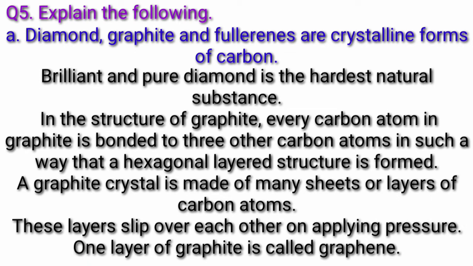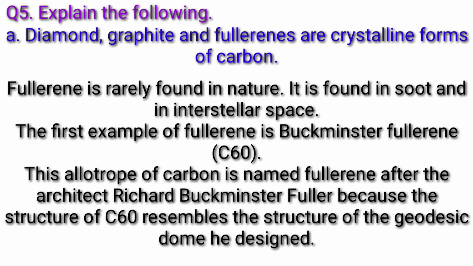In the structure of graphite, every carbon atom is bonded to three other carbon atoms in such a way that a hexagonal layered structure is formed. A graphite crystal is made of many sheets or layers of carbon atoms. These layers slip over each other on applying pressure. One layer of graphite is called graphene.